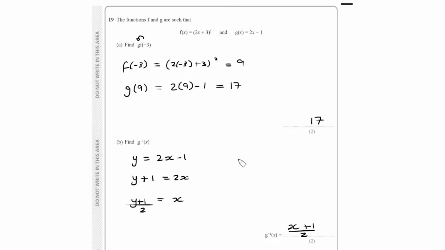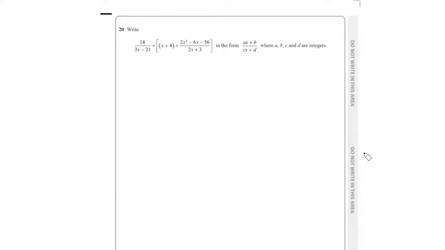Okay, that's literally it for the functions. That was quite a nice functions one. Question 20. We've only got 2 more. It is obviously algebraic fractions, 4 marks this one.